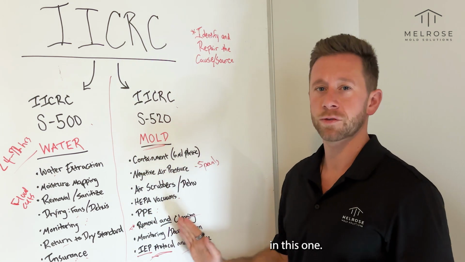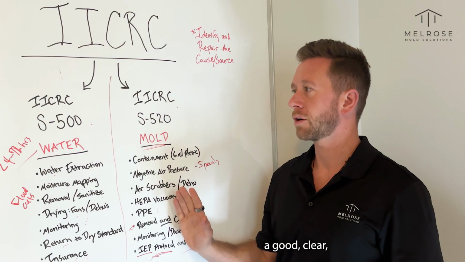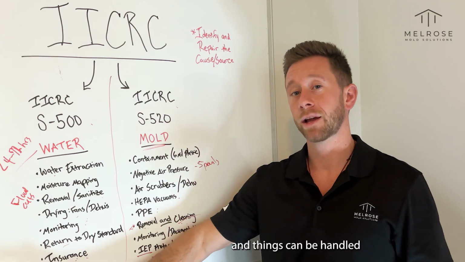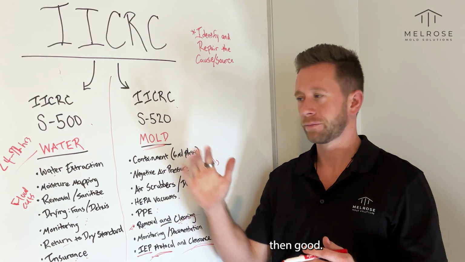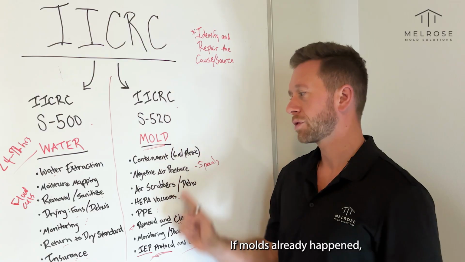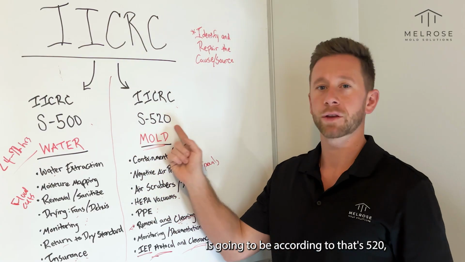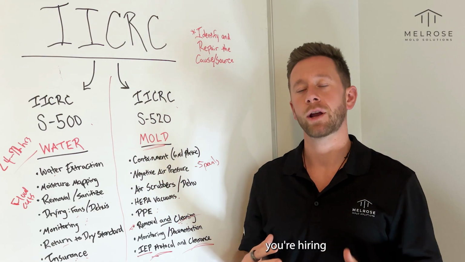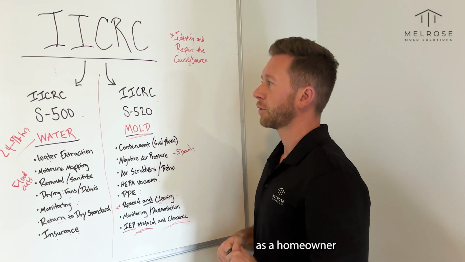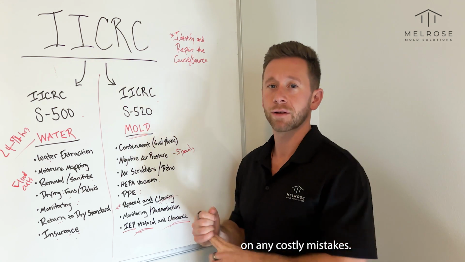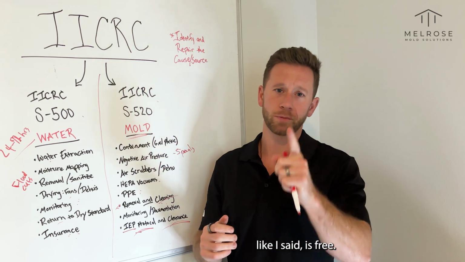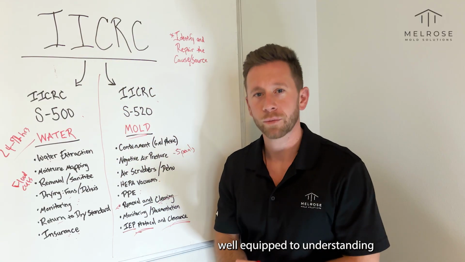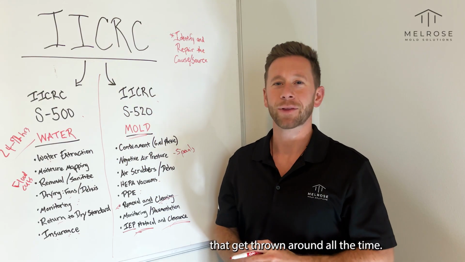There's a few more extra steps in this one, but just so that you have a good, clear, distinctive understanding of, am I dealing with a water mitigation claim that can be dried and things can be handled prior to mold ever happening, then good, let's handle this and get it done. If mold's already happened, everything we write up is going to be according to the S520, which hopefully on my page and other good pages, you can have a good idea of who you're hiring and a bit of what you should be looking for as a homeowner so that it's done effectively and you don't waste money on any costly mistakes. Mold removal guide, like I said, is free on my page for you to download. I'm just gonna have a lot more details on this one. And hopefully now you're more well-equipped understanding these crazy terms that get thrown around all the time.